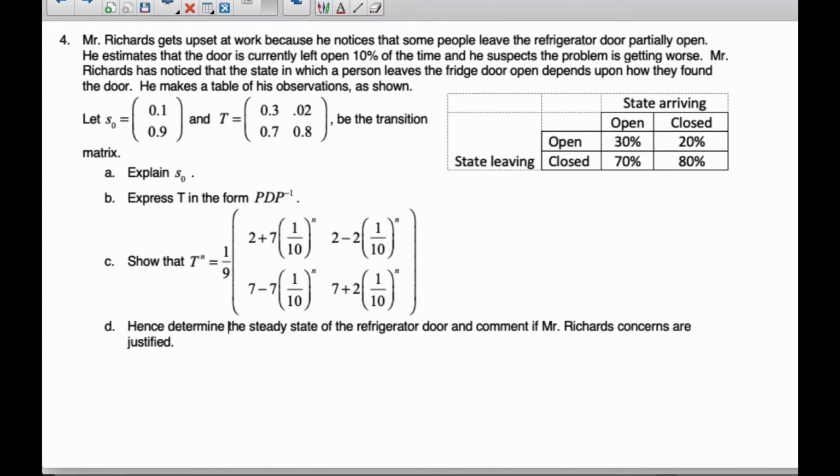Okay, so part B now says express T in the form of P, D, and P inverse. Well, P are the eigenvectors, and D is our diagonal, which comes from the eigenvalues, and this is the inverse of P. So we need to find the eigenvectors and eigenvalues of T. In order to do that, we have to solve the characteristic equation, and remember, that is the determinant of T minus lambda I equals 0. In the past we've called it A.